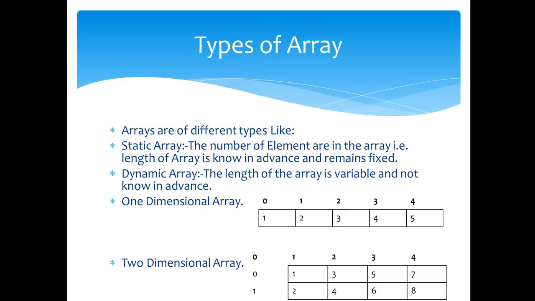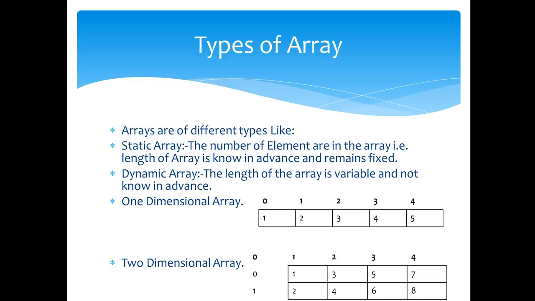Now we will see the types of arrays. Arrays are of different types, like static array. A static array is one where we know how many elements the array has to hold, meaning we know the length of the variable. And a dynamic array means we don't know the length of the array, but we declare it as a variable of variant data type. And then the one-dimensional array.